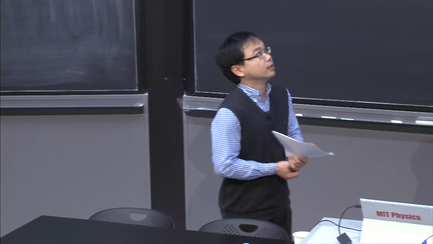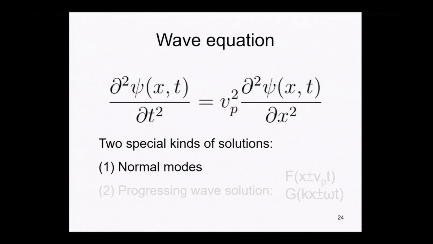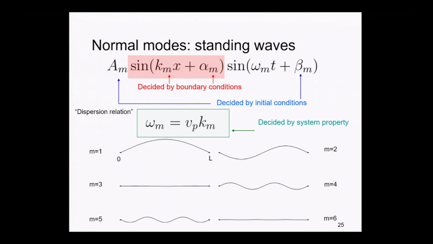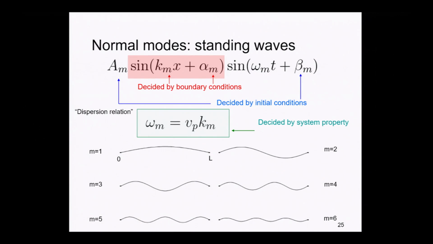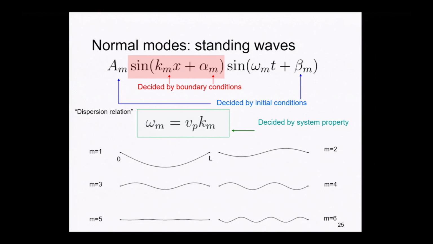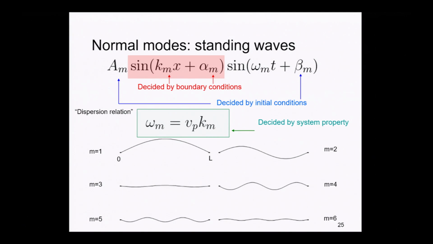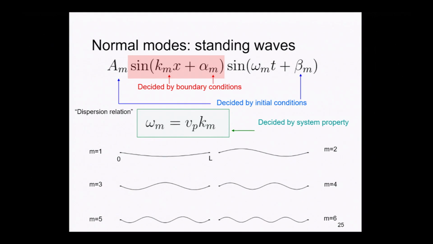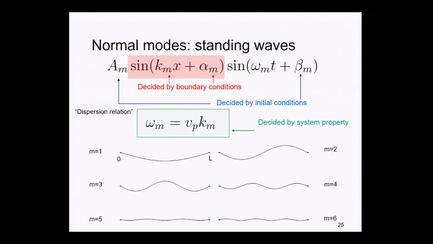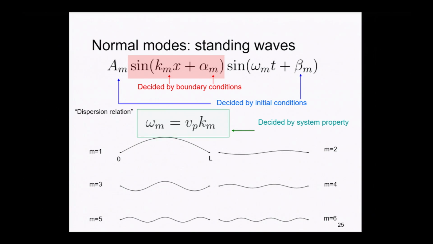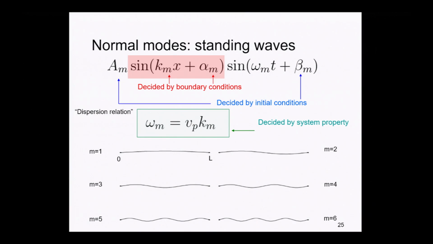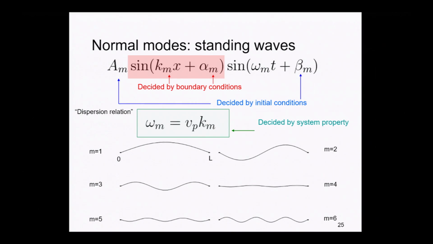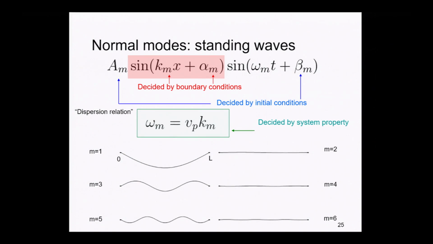Let's take a look at the normal modes, what we have learned. If you have a bound continuous system, the normal modes are standing waves for the wave equation we discussed. The functional form is A_n sine(k_n x plus alpha_n) sine(omega_n t plus beta_n).